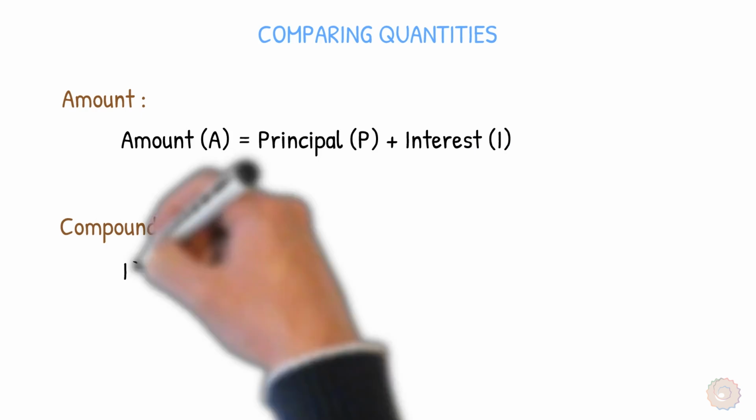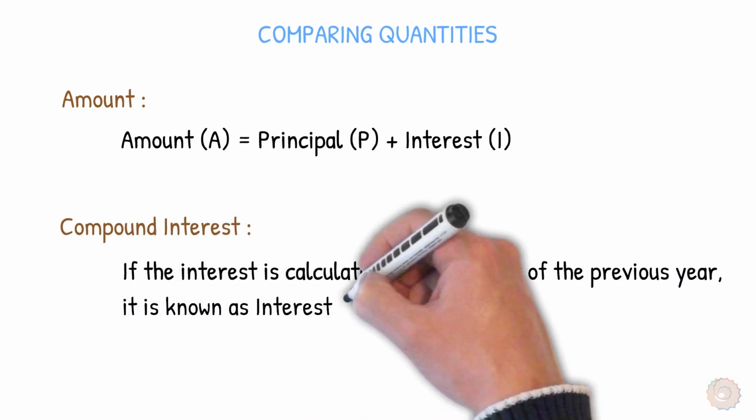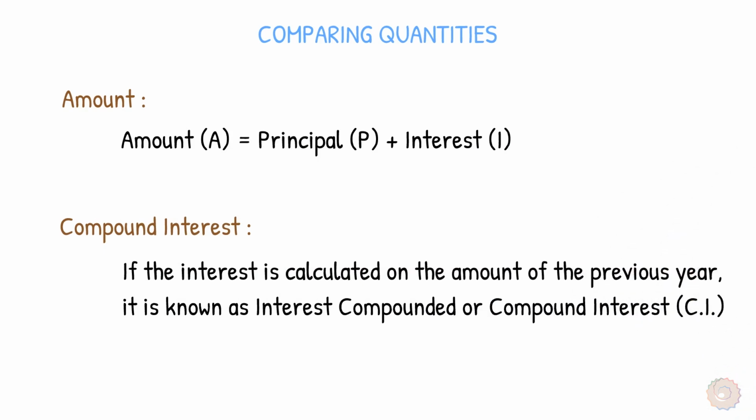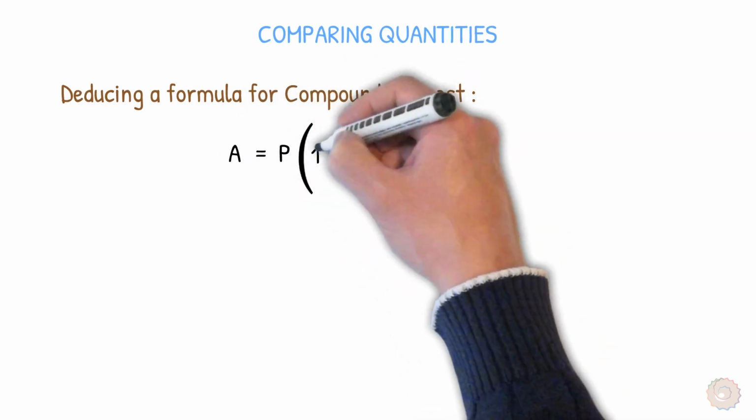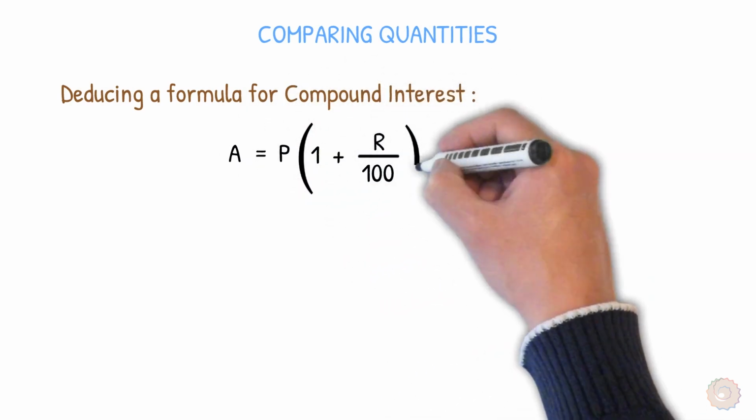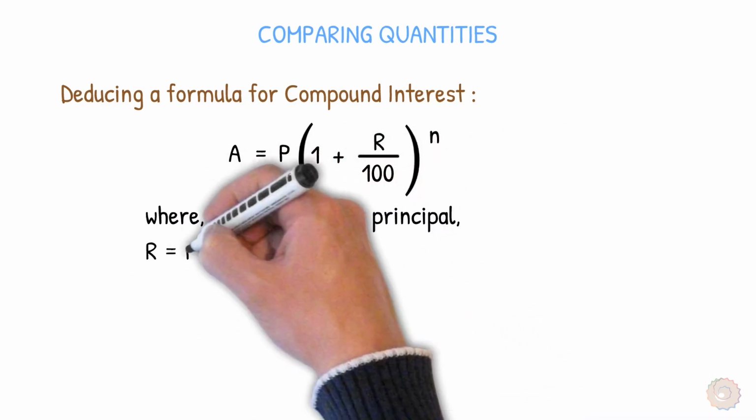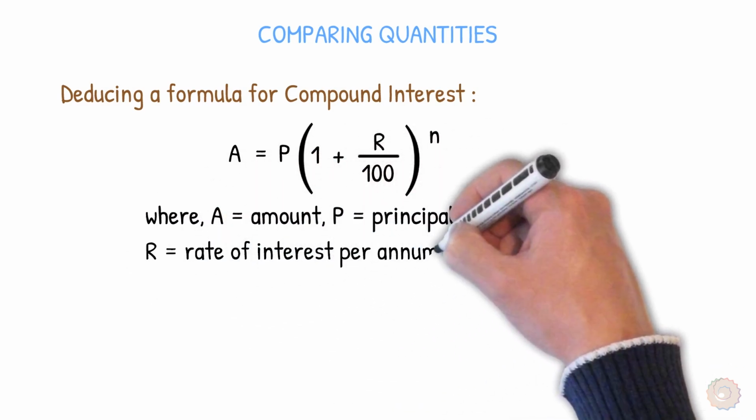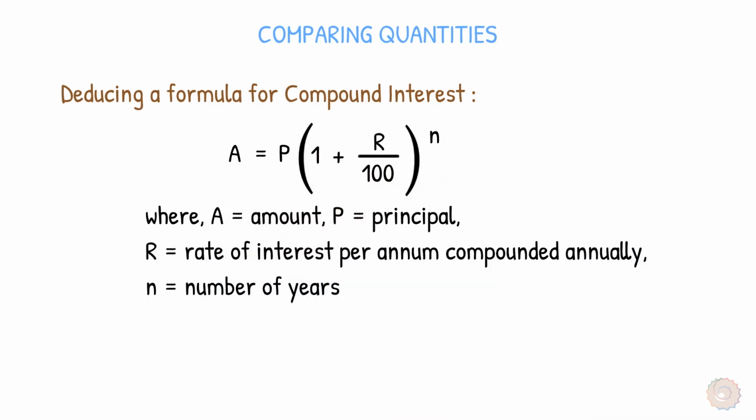Compound interest. If the interest is calculated on the amount of the previous year, it is known as interest compounded or compound interest, that is CI. Deducing a formula for compound interest, A equals P into (1 plus R by 100) the whole raised to N, where A equals amount, P equals principal, R equals rate of interest per annum compounded annually, N equals number of years. Compound interest CI equals A minus P.